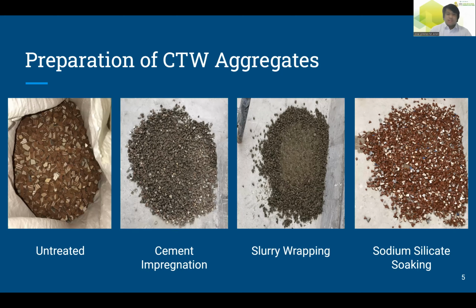So the first treatment method was cement impregnation, which involves producing cement impregnated tiles by soaking the CTW tiles in a mixture of water and cement with the ratio of 1 kilogram cement to 10 liters of water for 24 hours. Moving on, as for the next treatment method, slurry wrapping, the slurry was made by formulating a mixture that contained the ratio of 10 kilograms cement to 1.5 kilograms fly ash to 10 liters of water. The CTW was then poured into the slurry and was left for 1 hour before drying.